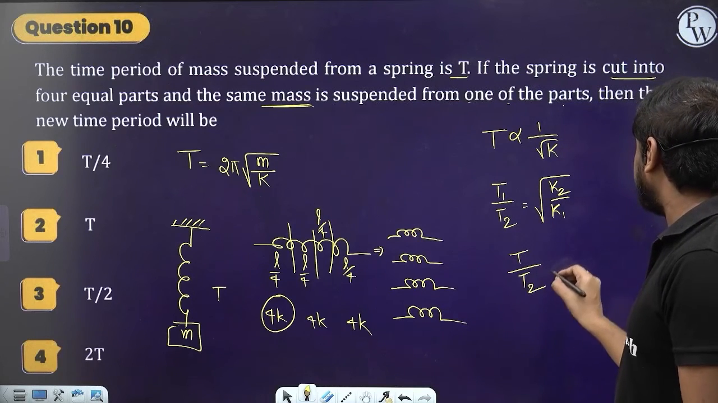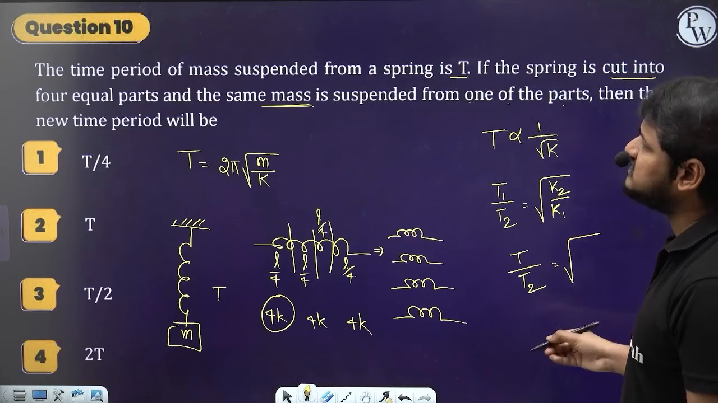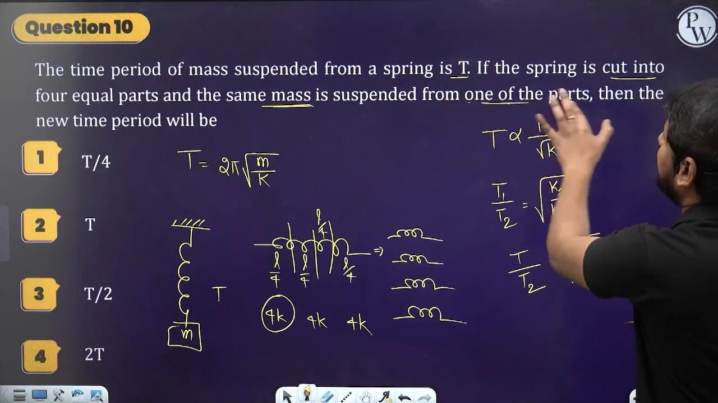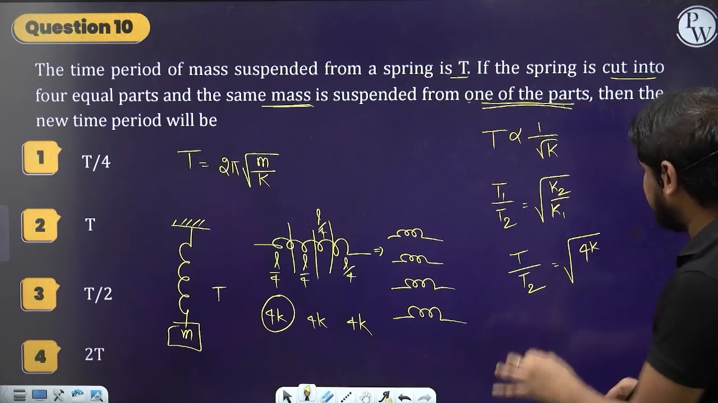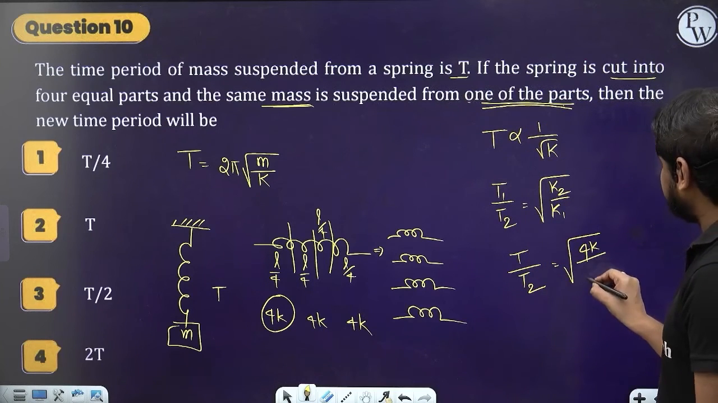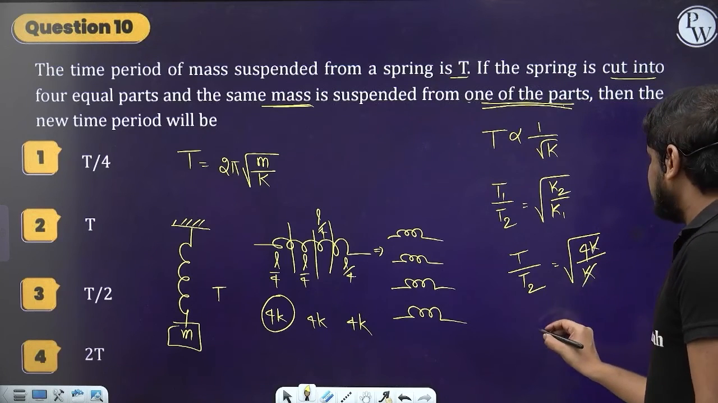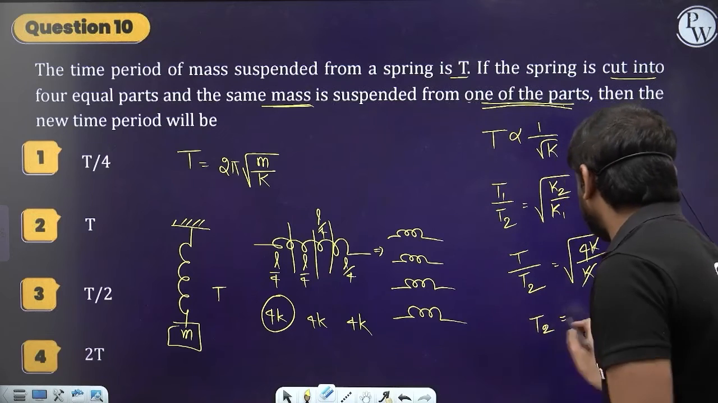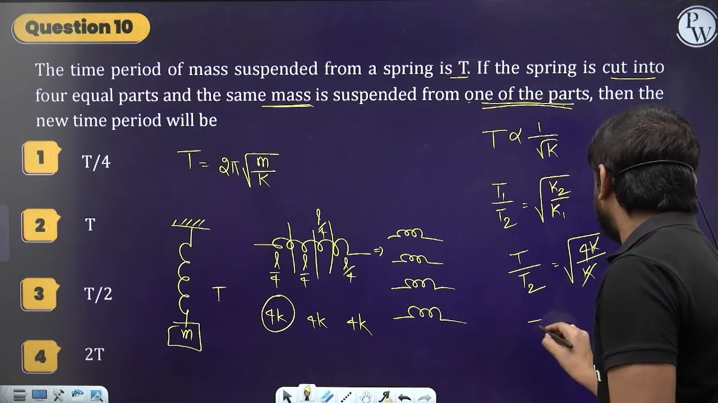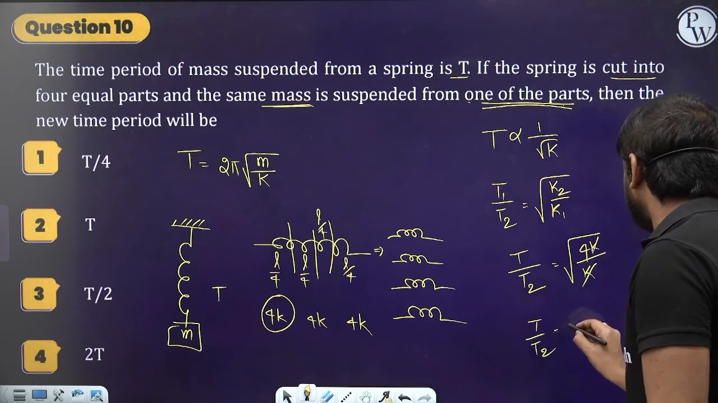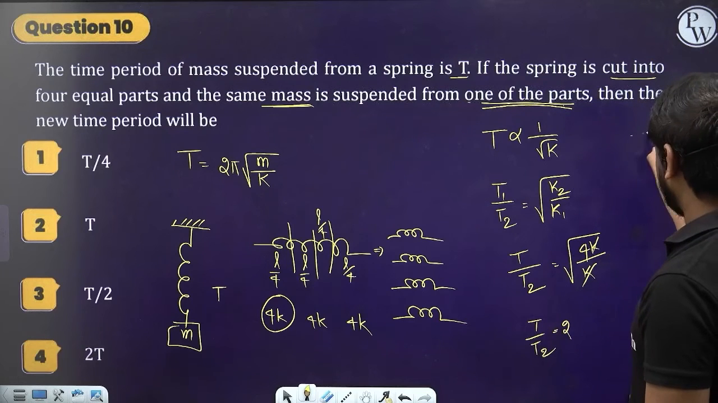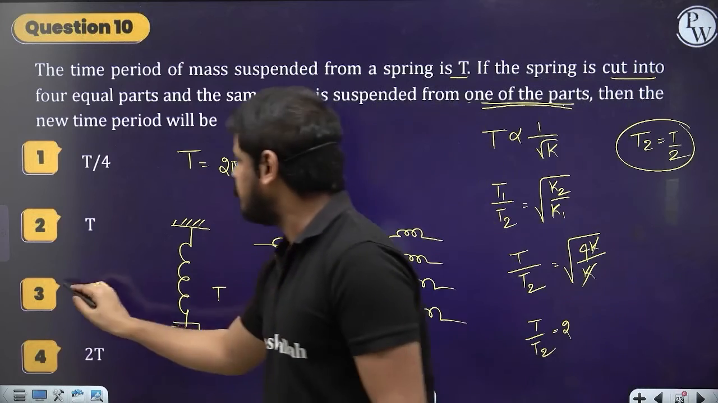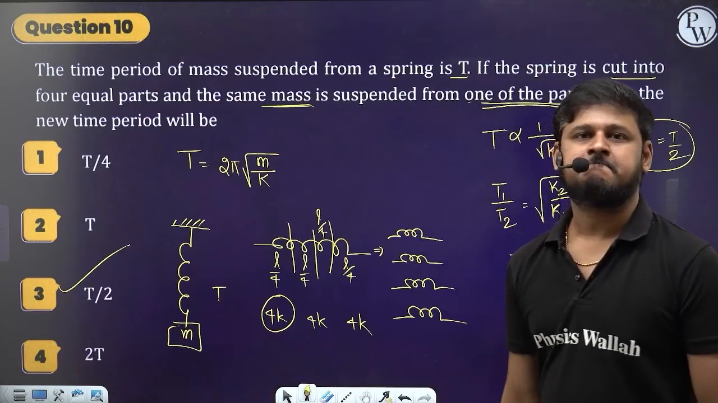t2 we have to calculate. What is k2? k2 is 4k, for only one part, and in the first case k is just k, so k cancels. Then t1 by t2, that is T by t2, is equal to root 4, which is 2. From here t2 is equal to T by 2. So the correct option is T by 2, option 3. Done? Clear?